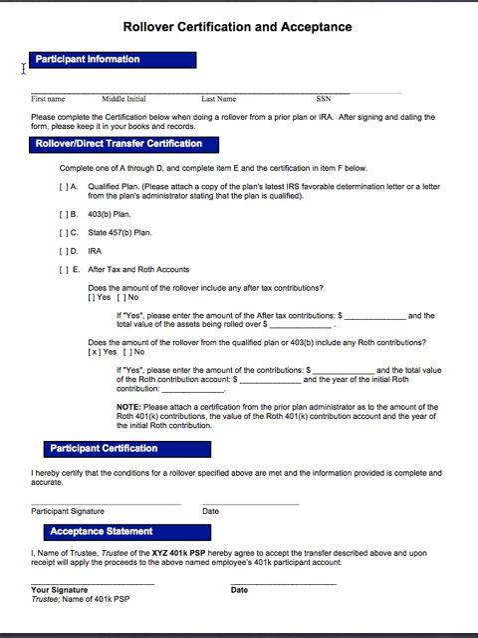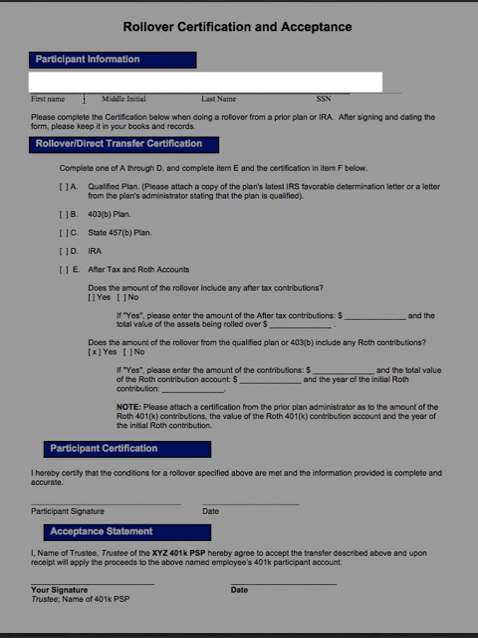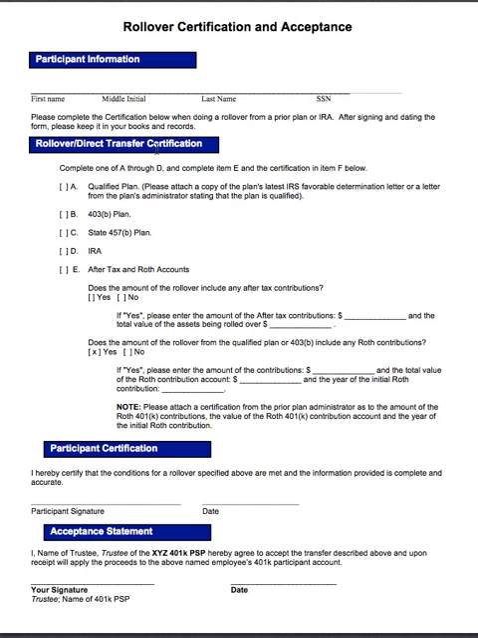First section, participant information. Pretty much self-explanatory. What you're going to do is put down your first name, middle initial, last name, social security number. No big issues there. Rollover direct transfer certification. Here's where you're going to say, where did the funds come from?